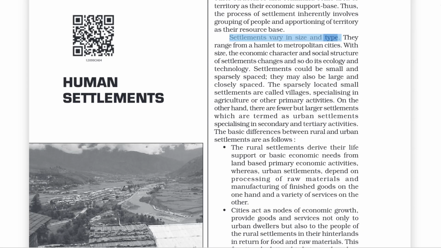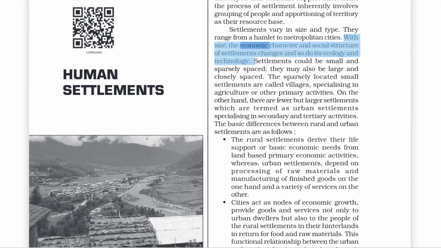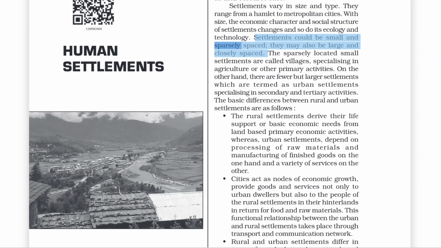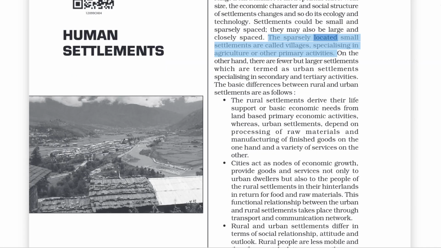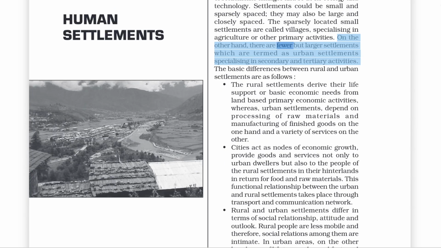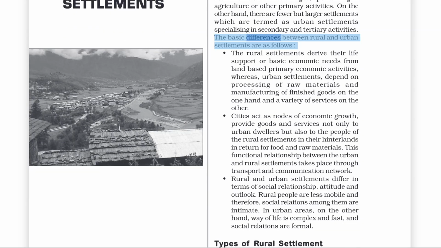Settlements vary in size and type. They range from a hamlet to metropolitan cities. With size, the economic character and social structure of settlements changes, and so do its ecology and technology. Settlements could be small and sparsely spaced. They may also be large and closely spaced. The sparsely located small settlements are called villages, specializing in agriculture or other primary activities. On the other hand, there are fewer but larger settlements which are termed as urban settlements, specializing in secondary and tertiary activities. The basic differences between rural and urban settlements are as follows.